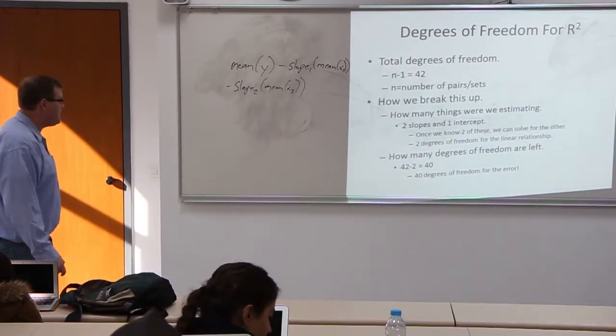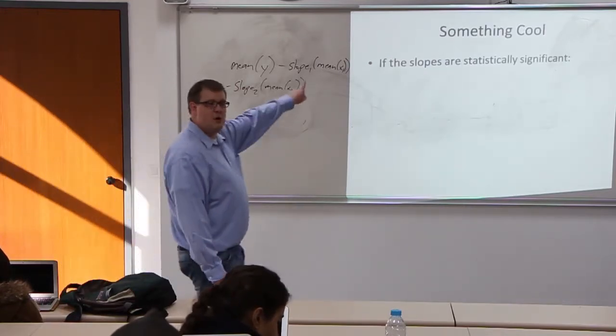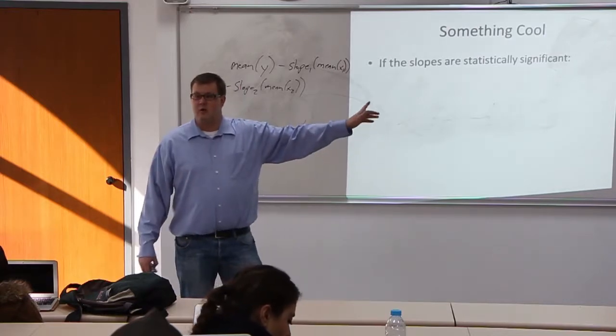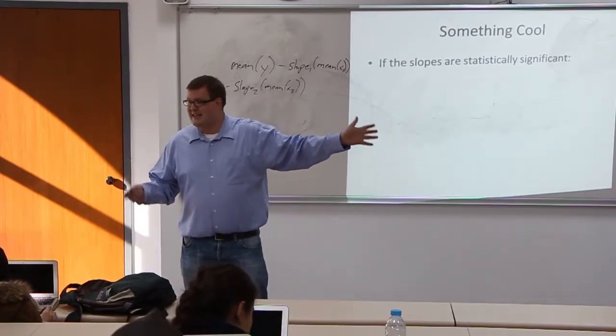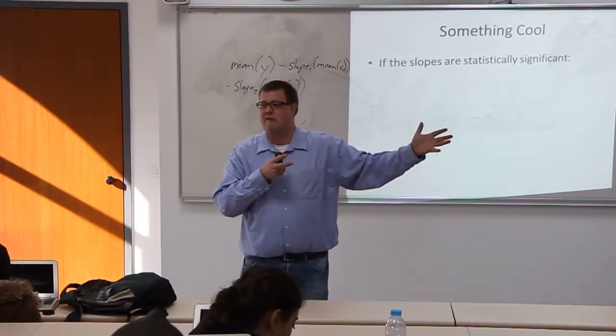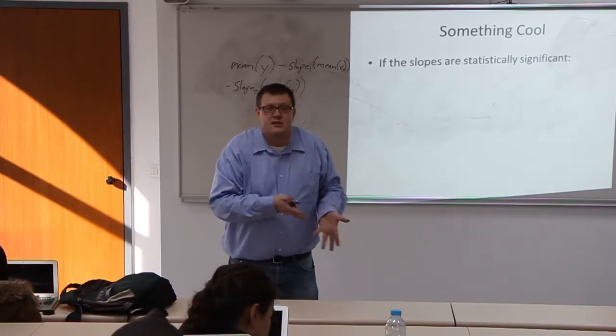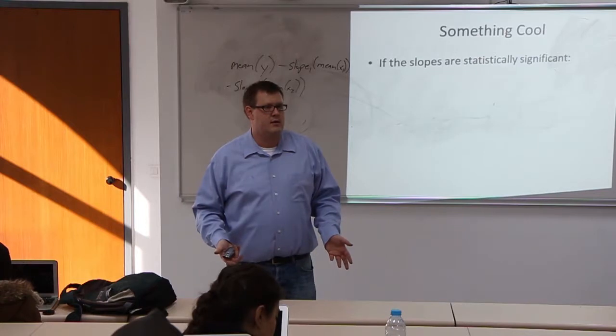Okay, so something that's cool. If the slopes are statistically significant, we can figure out whether the slopes are statistically significant by saying summary LM, here's the model that we have. That tells us what the slopes are. It tells us if they're significant if we have our alpha level determined, right?